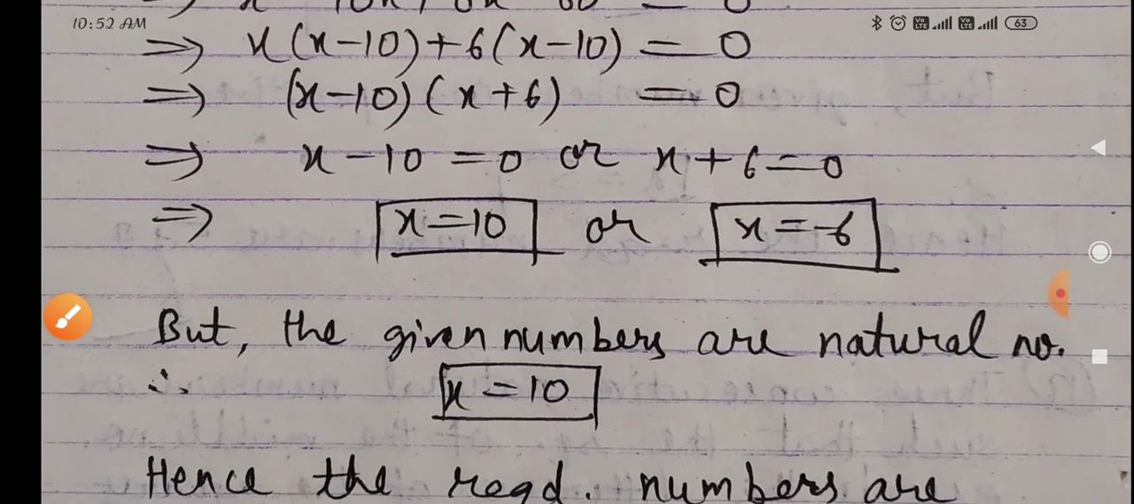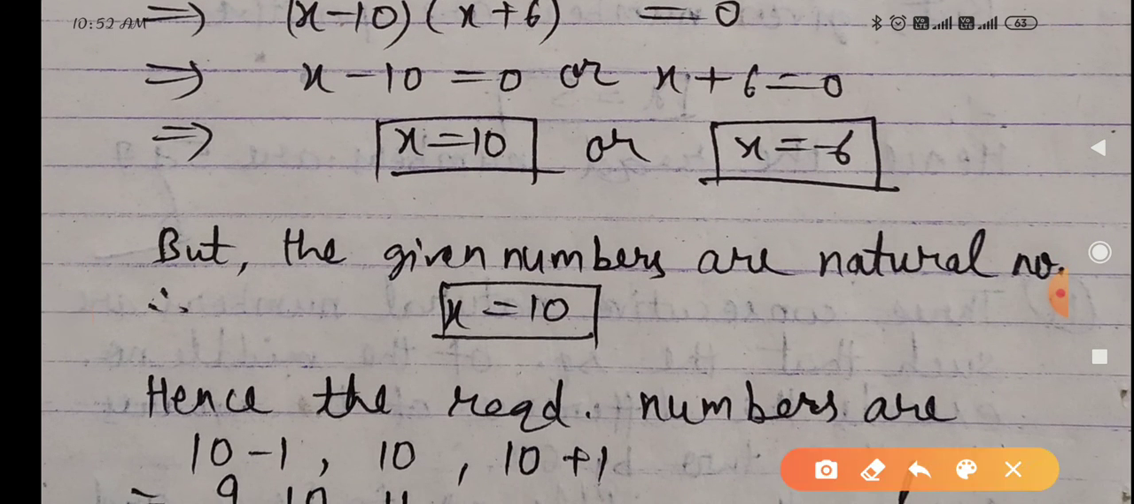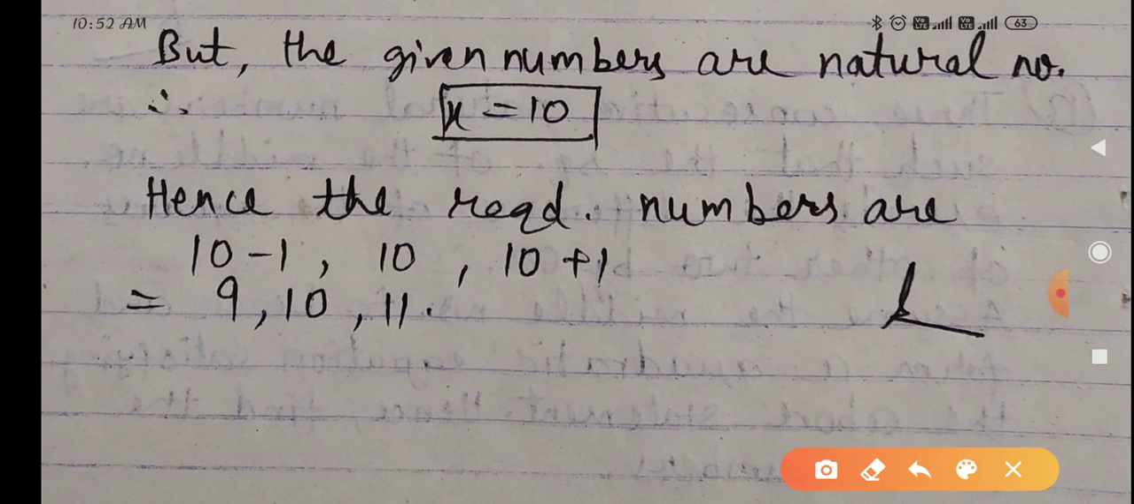Now we have to see whether both values are possible. No, both values of x are not possible, because the given numbers are natural numbers. It is said in the question, it is given in the question. So x equals minus 6 you have to reject, x equals 10 you will take. When x equals 10, then numbers will be 10 minus 1, 10 and 10 plus 1: 9, 10, 11. So these are the required natural numbers.